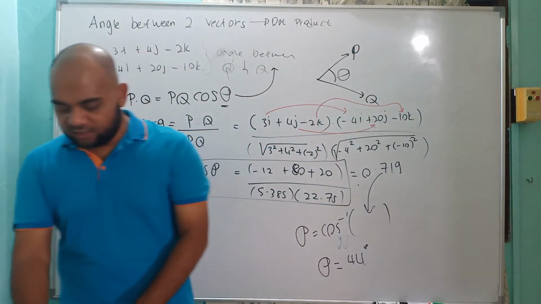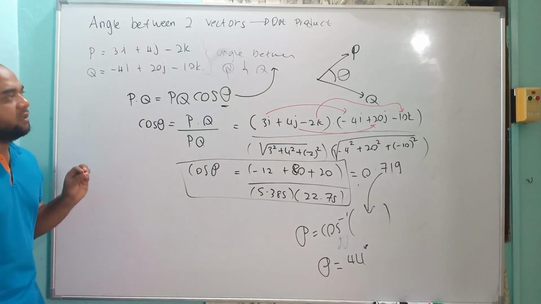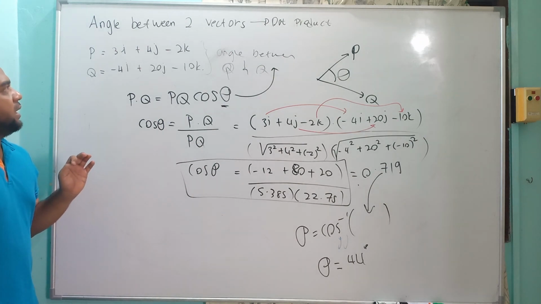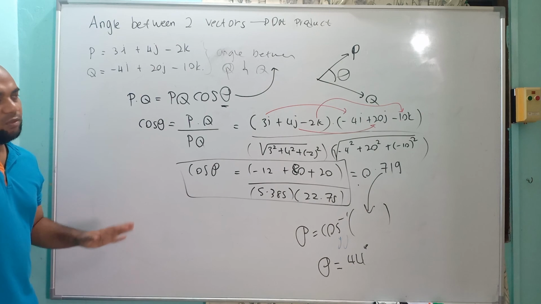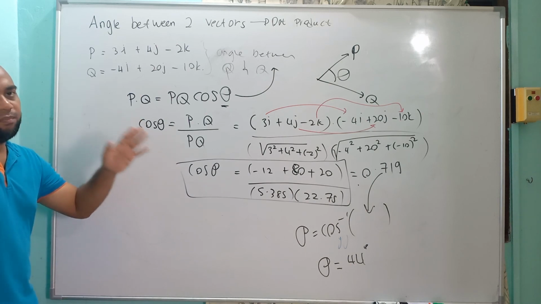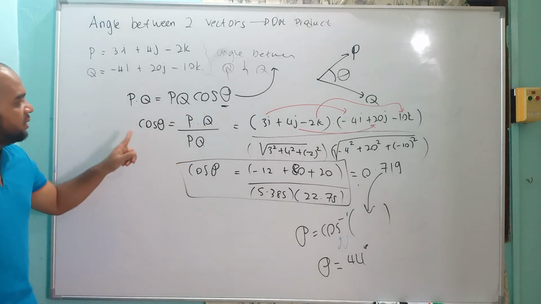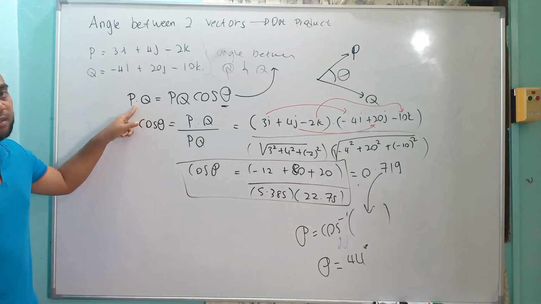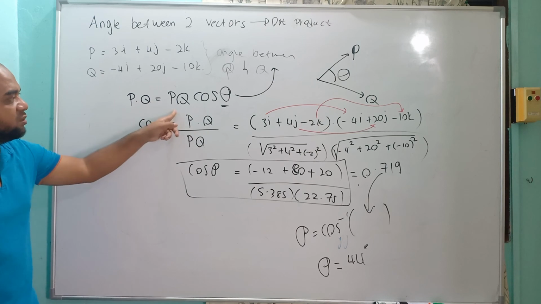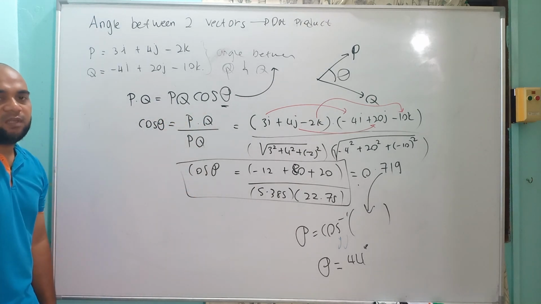Okay, so if the question wants you to find the angle between two vectors, we can use the dot product, which is P dot Q equal to PQ cos theta. You put it in one by one. This PQ will become a scalar, the magnitude of P times the magnitude of Q, divided by these two. You have the cos theta, take cos minus 1, and you get the answer for theta.